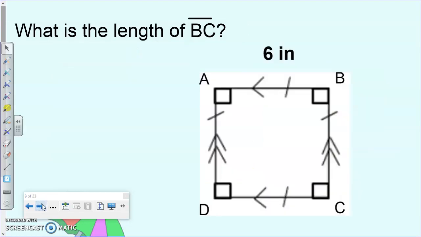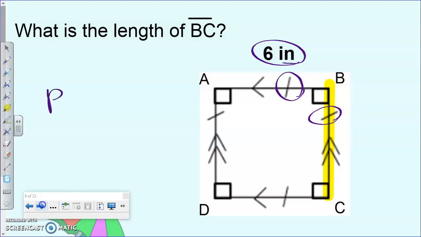The next example says, what is the side length of BC? So I need to figure out BC, which is right there. BC has 1 tick mark. So that means all sides are going to match. So here I have 1 tick mark and 6 inches. So that means the side length of BC is going to be 6 inches.